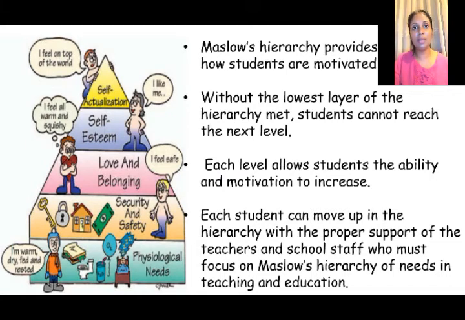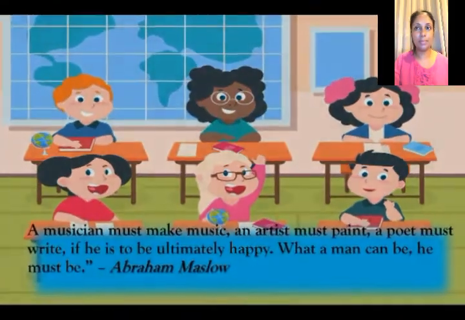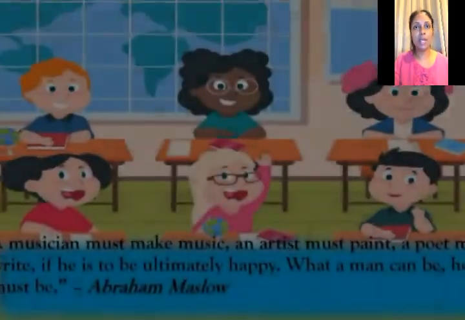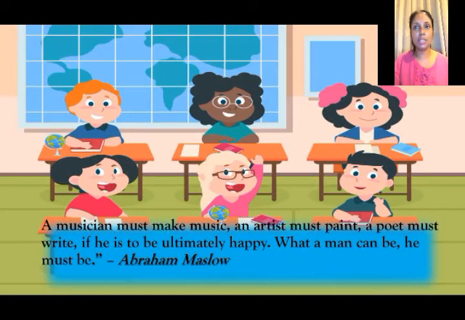I like to end my talk by emphasizing some conclusions. Maslow's hierarchy provides a model for how students are motivated to learn. Without the lowest layer of the hierarchy met, students cannot reach the next level. Each level gives students the ability and motivation to increase. Each student can move up in the hierarchy with the proper support of teachers and school staff, who must focus on Maslow's hierarchy of needs in teaching and education.